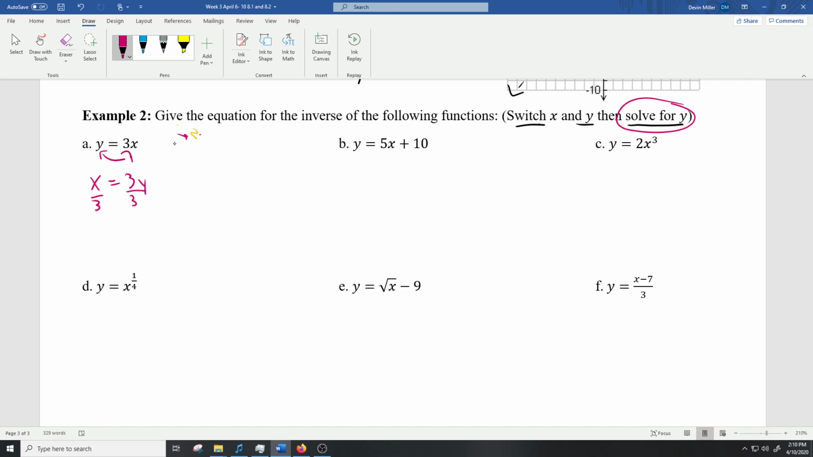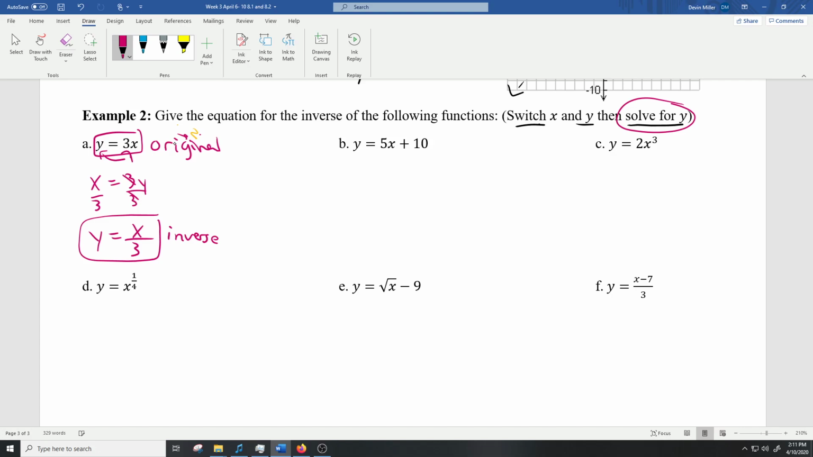We're getting y by itself, even though it's on the right-hand side. The 3's will cancel. So you actually get x over 3 equals y. I'm just going to rewrite it the other way around: y equals x over 3. And that's your inverse. So this one up top here is the original function, and then the new one down here would be the inverse.